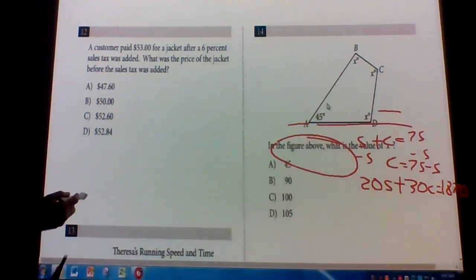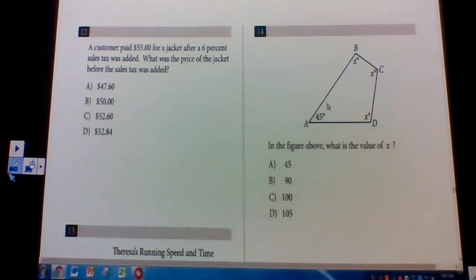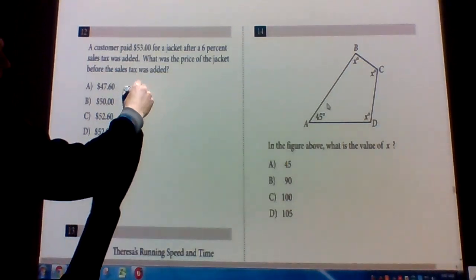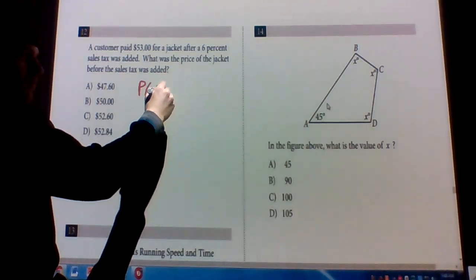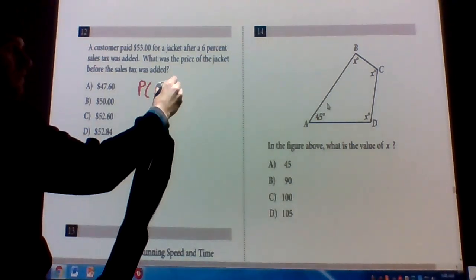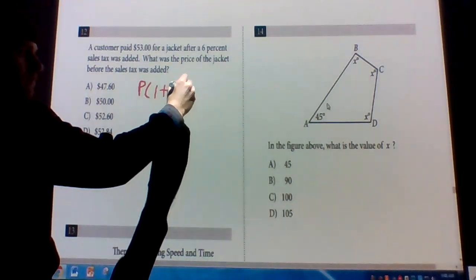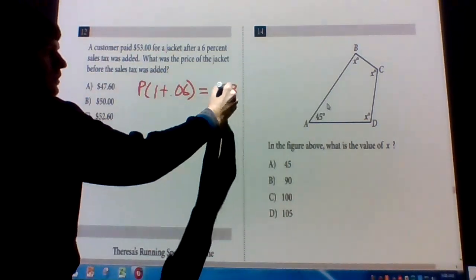A customer paid $53 for a jacket after a 6% sales tax was added. What was the price of the jacket before the sales tax was added? Okay, so there was a price, however much the jacket was worth, and then you got to pay a sales tax on it. Remember, it's 1 plus the rate. So in this case, it's going to be 1 plus 6%, which is 0.06. And then after the tax, the jacket was $53.